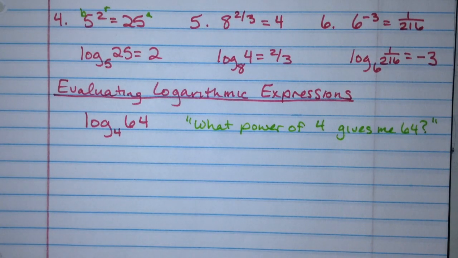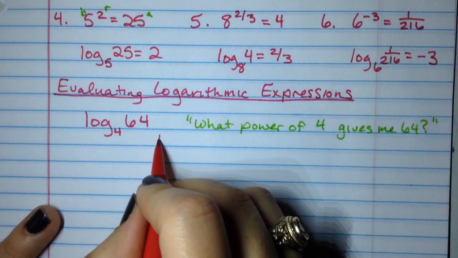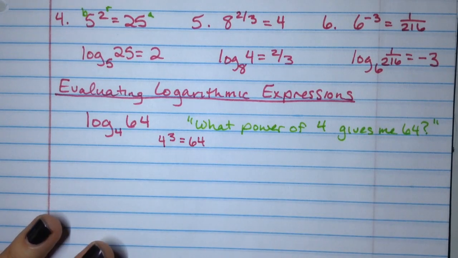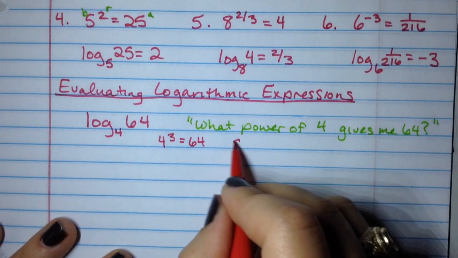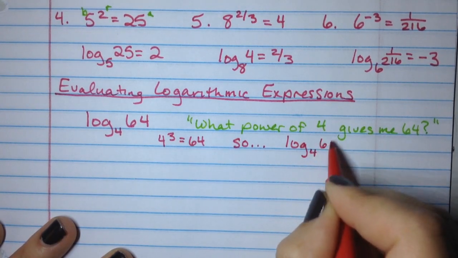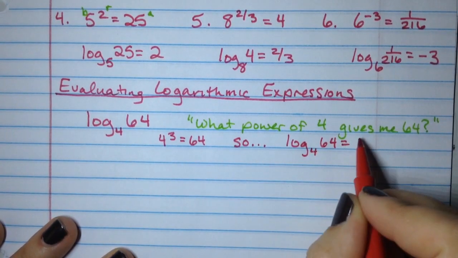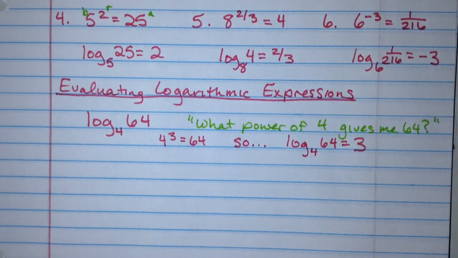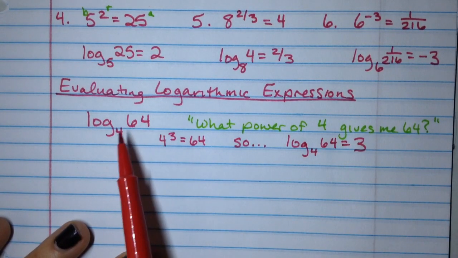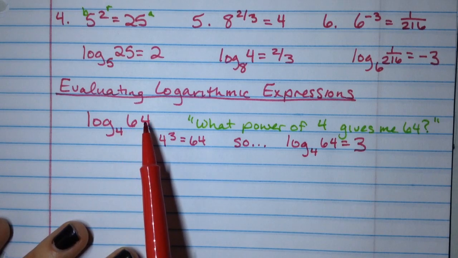4 to the first power is 4. 4 to the second power is 16. But if we raise 4 to the third power, and you know that as 64, that means that if we evaluate log base 4 of 64, we'd get that exponent of 3. What power of the base will get me this number?